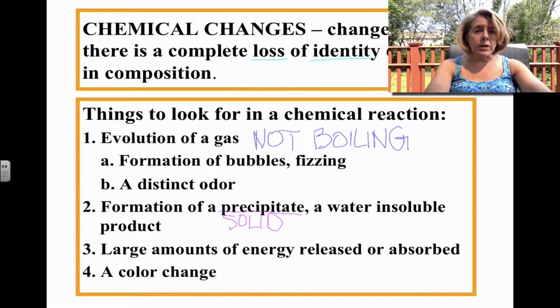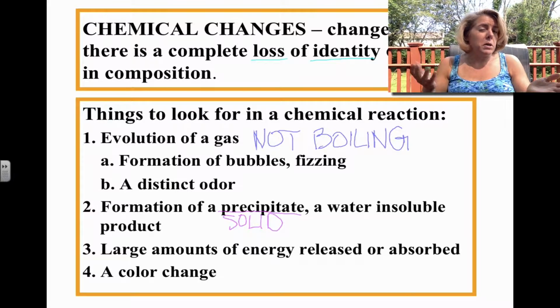And then lastly, you'll see a color change. And if you look in your kitchen, there's great examples of color changes. Most people, when they buy bananas, they tend to be green, and then as they sit in the kitchen and they ripen, they become yellow. So that's an example of a color change.